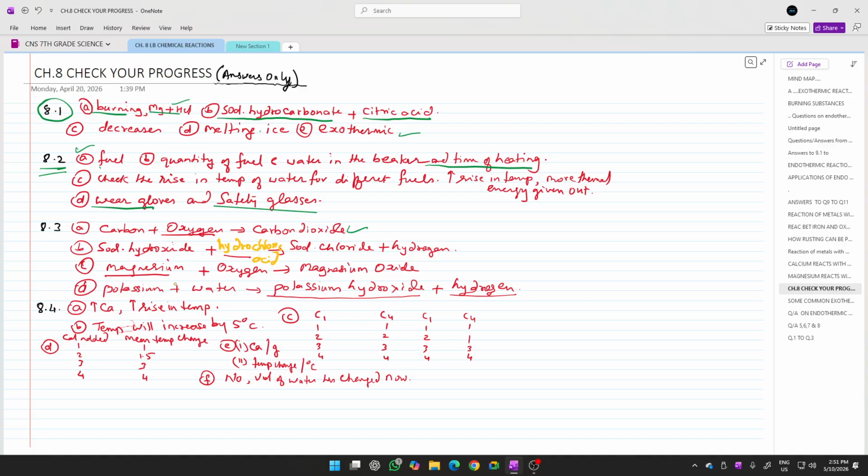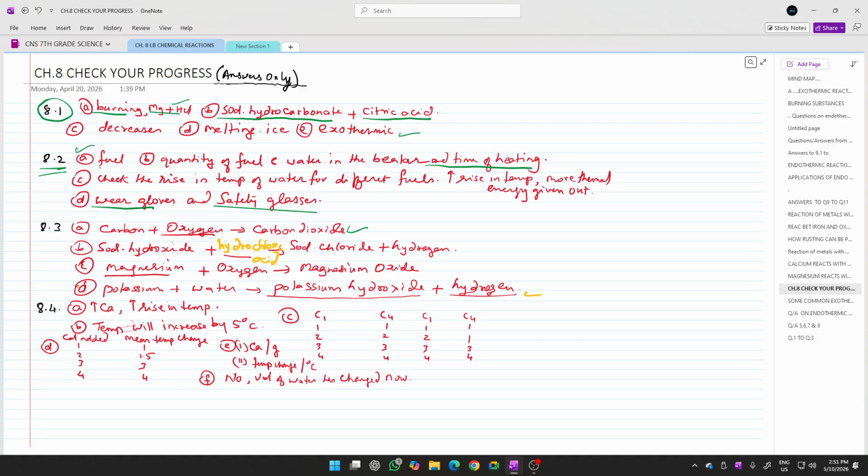C is something plus oxygen will give you magnesium oxide. So of course magnesium plus oxygen will give you magnesium oxide. D is potassium plus water will give you something plus something. Now, when potassium reacts with water, you know it forms potassium hydroxide as well as hydrogen. So you have to write potassium hydroxide and hydrogen. Okay. So that was 8.3, and now 8.4.